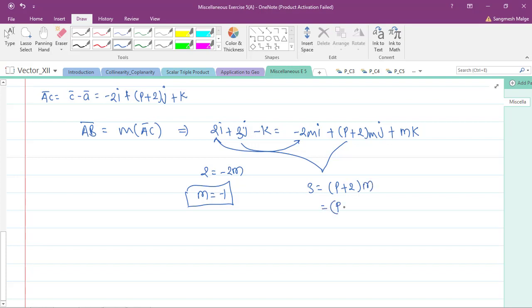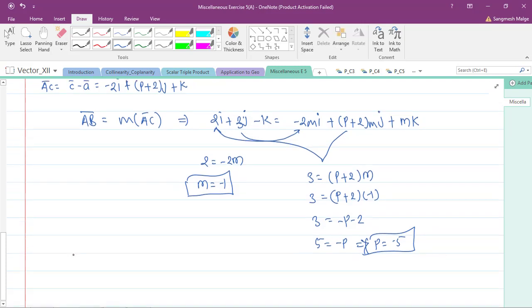So we'll have p plus 2 into minus 1. So it is 3 is equal to p minus 2. So this 2 goes to this side. So we'll have p is equal to 5. Okay, so what is your answer? p is equal to 5 is the answer. For this value of p, your 3 points are collinear points. Great. Let's see the next one now.